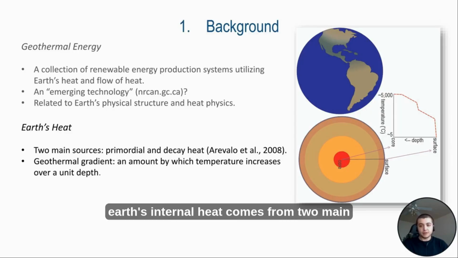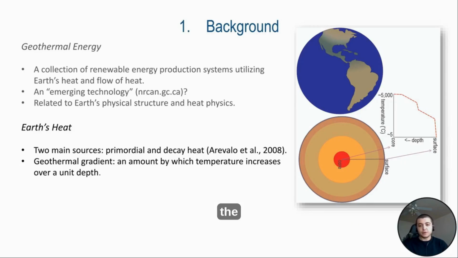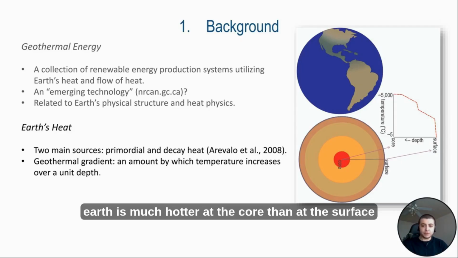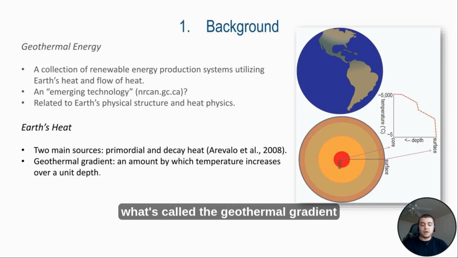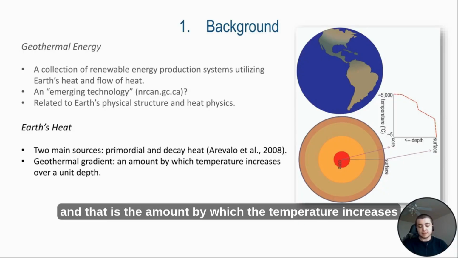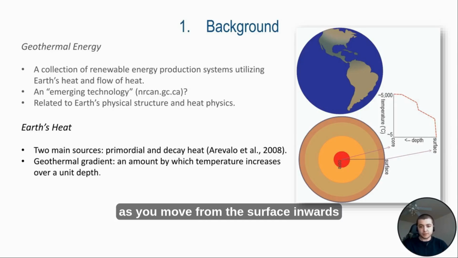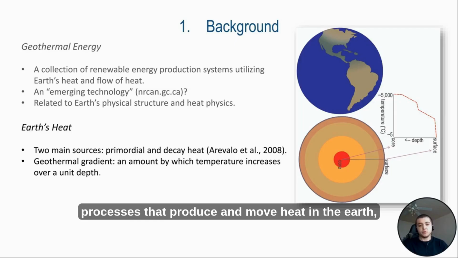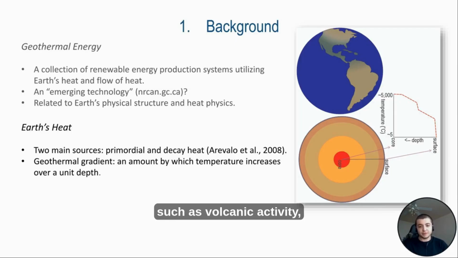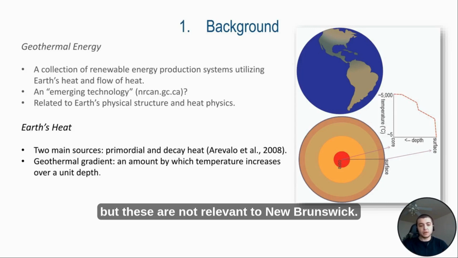Earth's internal heat comes from two main sources, being heat converted from the planet's energy of formation and radiogenic heat, which is caused by decaying radioactive isotopes in the upper crust. The Earth is much hotter at the core than at the surface, and this temperature difference drives what's called the geothermal gradient, and that is the amount by which the temperature increases as you move from the surface inwards. There are numerous smaller, more localized processes that produce and move heat in the Earth, such as volcanic activity, but these are not relevant to New Brunswick.